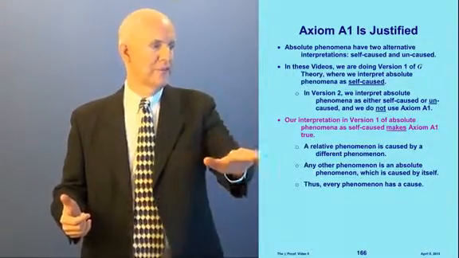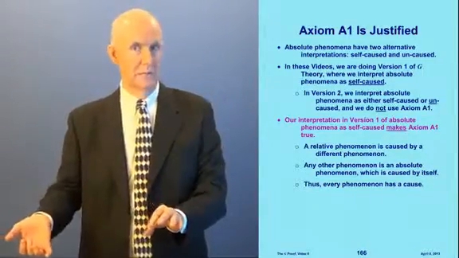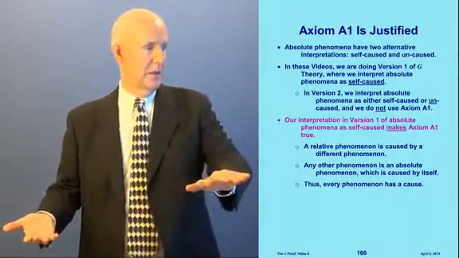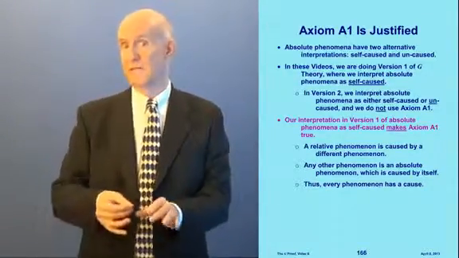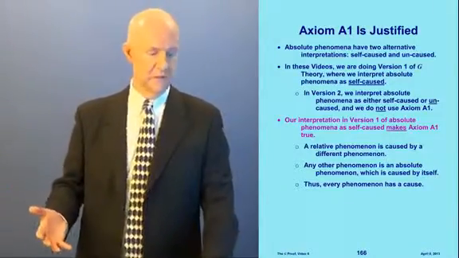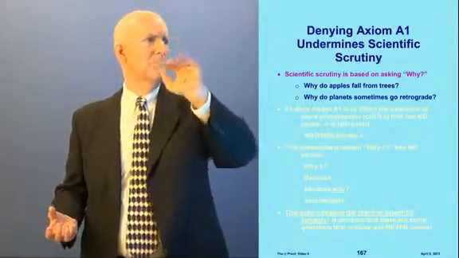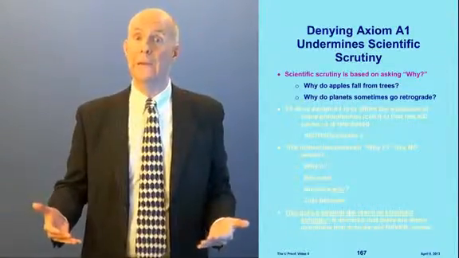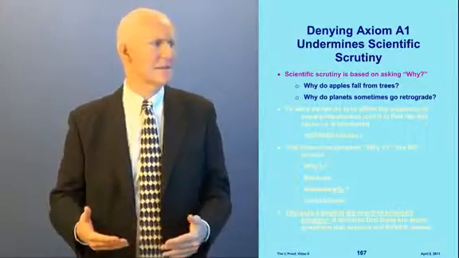In other words, if you have a relative phenomenon, it's caused by some different phenomenon. That's why it's a relative phenomenon. And any other phenomenon is an absolute phenomenon, which we're interpreting as self-caused, which means it causes itself. In other words, every phenomenon has a cause. But let's look at this in the context of science. If you deny axiom 1, it undermines scientific scrutiny. This is very important in science.